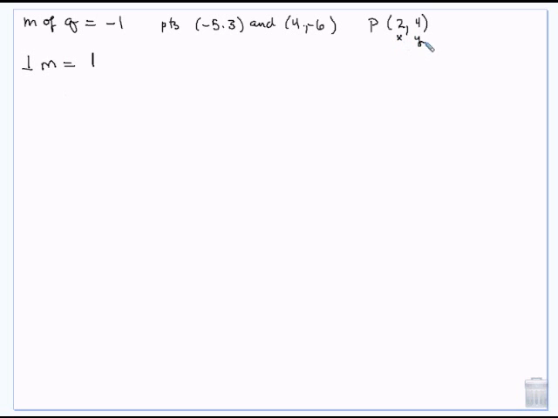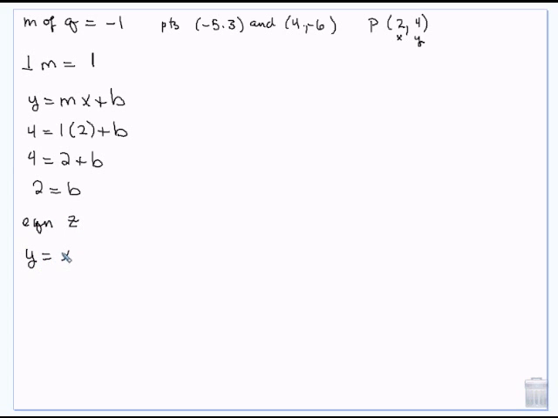This is x, this is y, so we're going to use this information to find the equation by plugging it into our favorite, y equals mx plus b. So I have 4 is equal to 1 times 2 plus b. So 4 is equal to 2 plus b. So b is 2. So the equation of Z is y equals x plus 2.